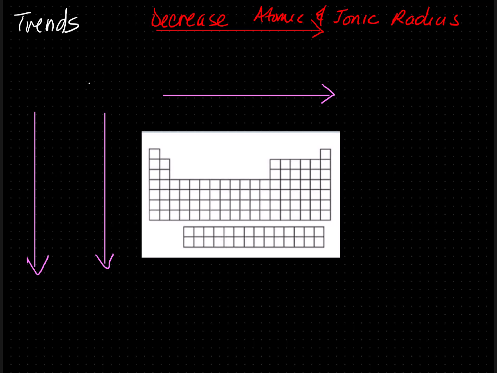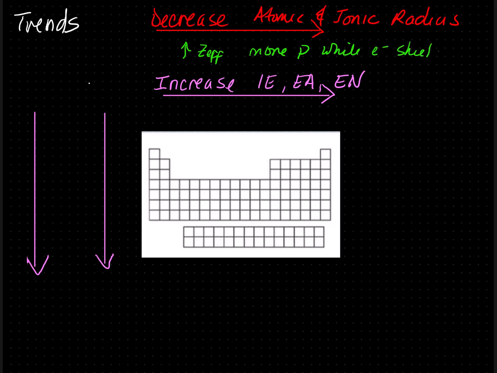The other three trends go in the opposite direction. As I go from left to right, they increase. This is ionization energy, electron affinity, and electronegativity. The reason they either decrease or increase is the same. There is an increase in effective nuclear charge because there are more protons as I move from left to right, while the electron shielding remains constant. And the shielding remains constant because it is provided by the core or inner electrons. Since they are at the same energy level, the number of core electrons is the same for all of them.